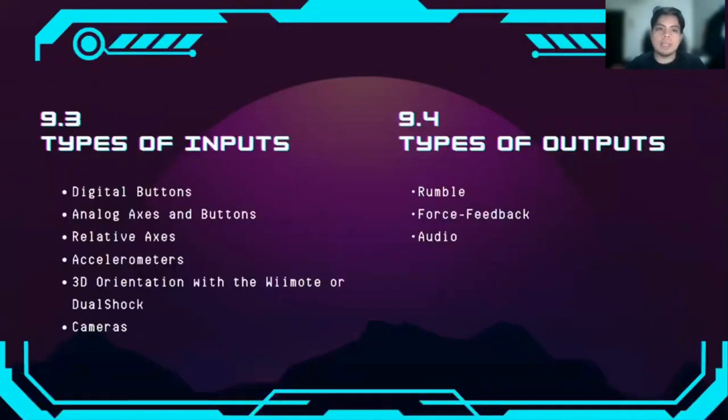Next subtopic is types of inputs. First one is digital buttons. As you know, there are two states, which are pressed or not pressed. For example, if the player presses 0, it will go up, and if the player presses 1, it will go down. The second one is analog axis and buttons.